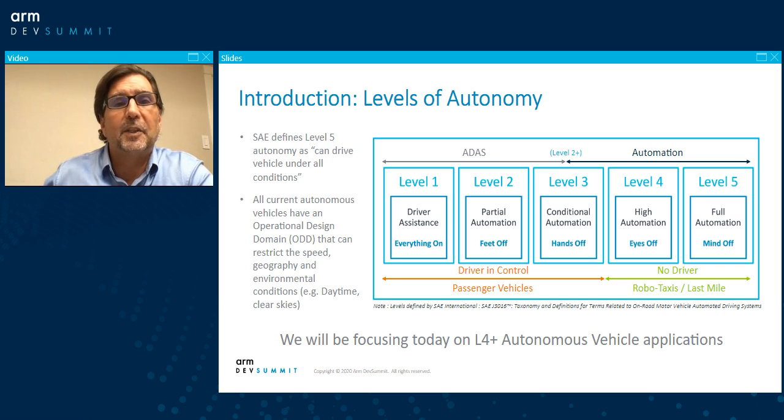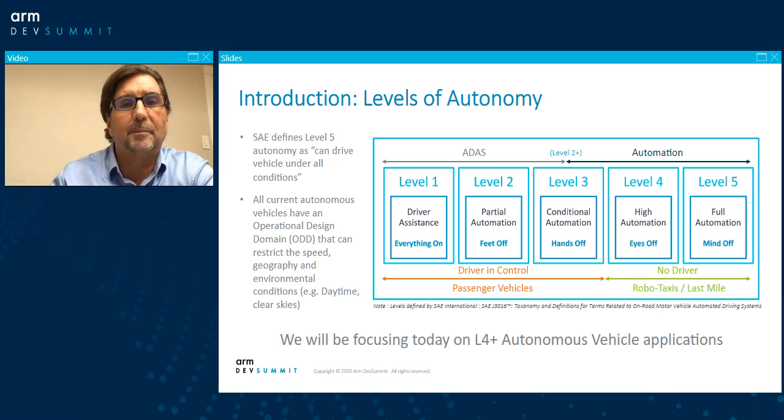In these applications, what's really important is understanding the environment that the vehicle is operating in, the operational design domain. What we're going to be talking about today is how that is used to identify the configuration of the system that's required to achieve this level of autonomy, and how we're working together with our partners to optimize the solutions to address the autonomous vehicle market.